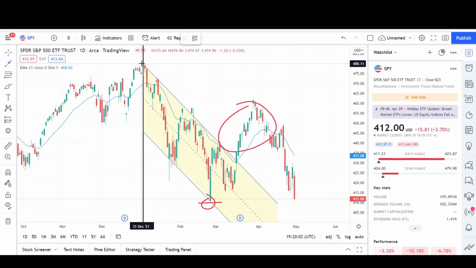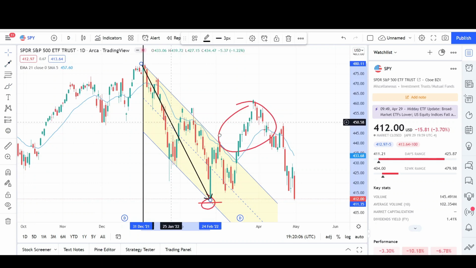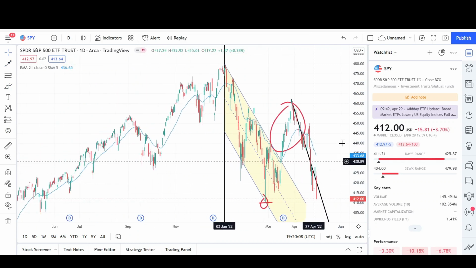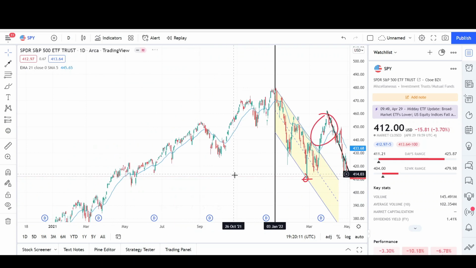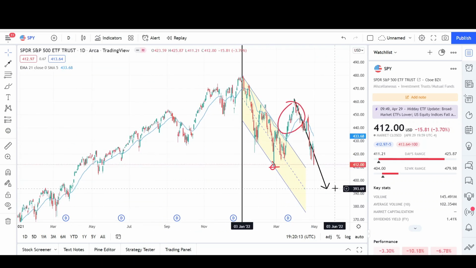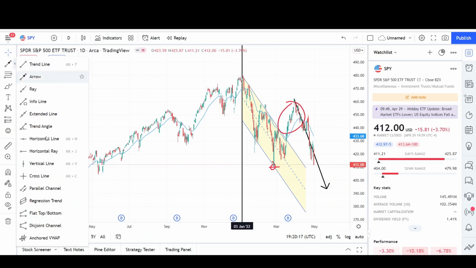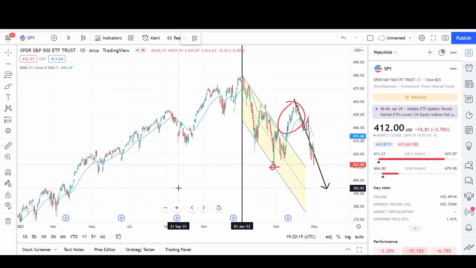So this is the measured move target that I have. And these are highly accurate. So if I drag it over, you can see that my target that I have for the SPY is right at the 393 level, and I'm still sticking to it, and it definitely looks like prices are headed towards that level.